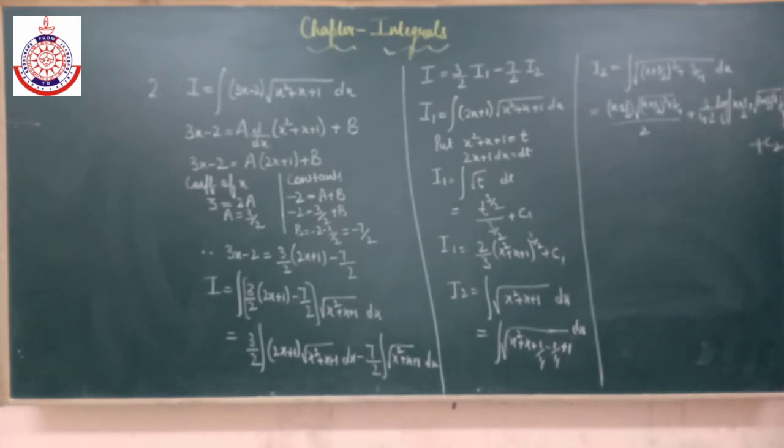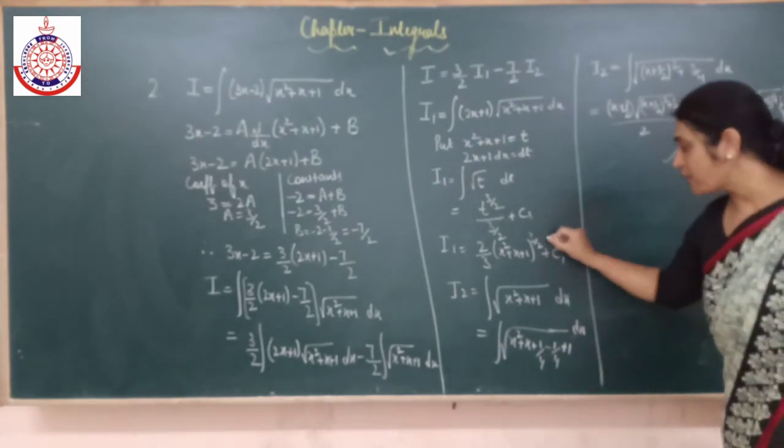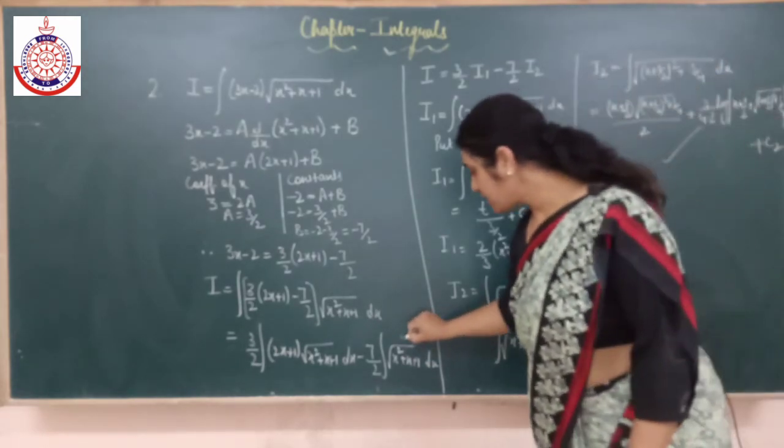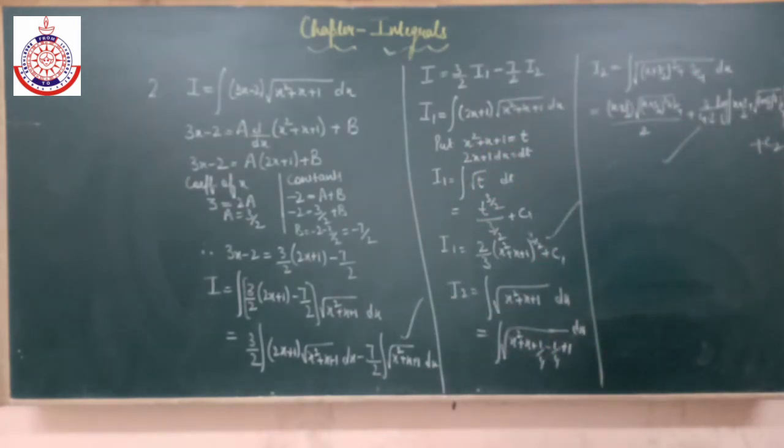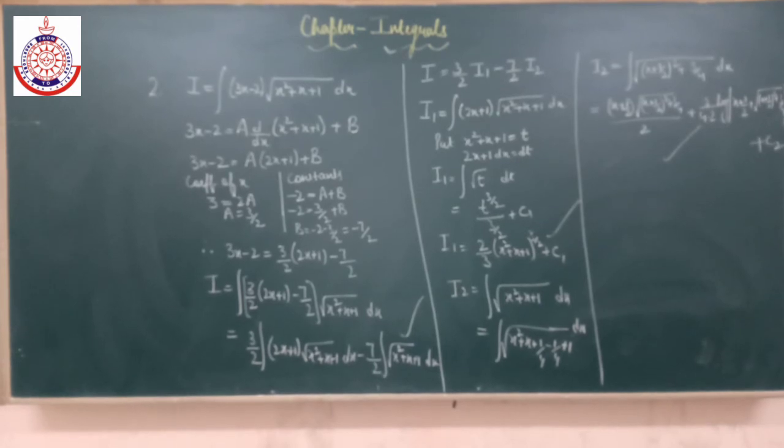Clear? A little simplification. I got the value of I2, I got the value of I1, put them here, and that will be the final answer. Alright, the question becomes a little lengthy but very easy, step by step, without making any mistake. Keep doing, you will come to the answer.